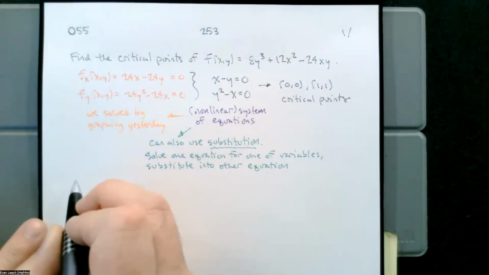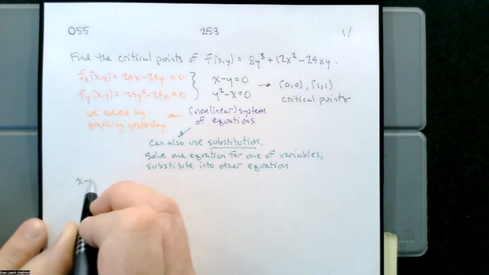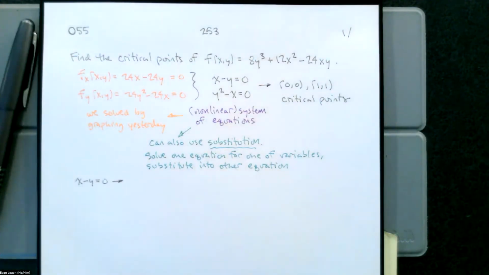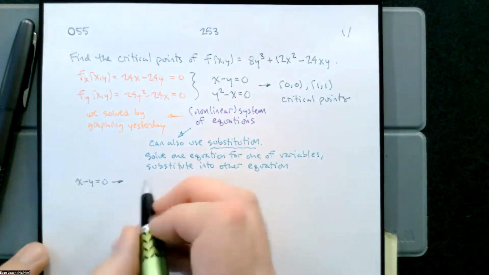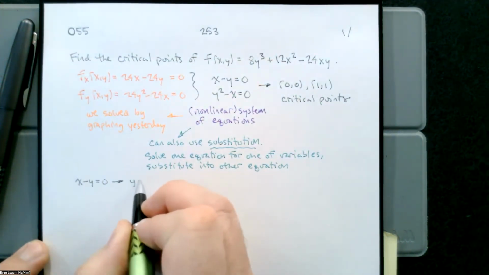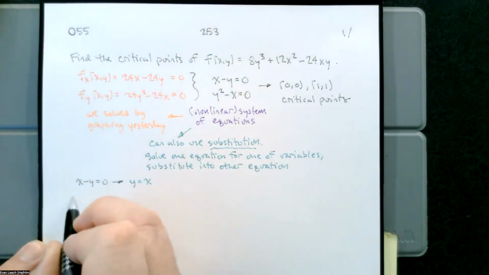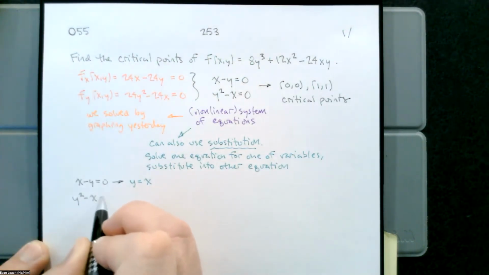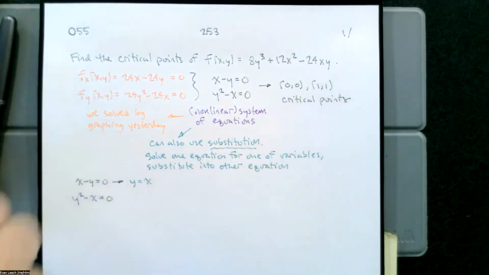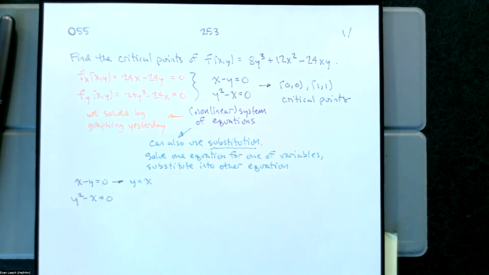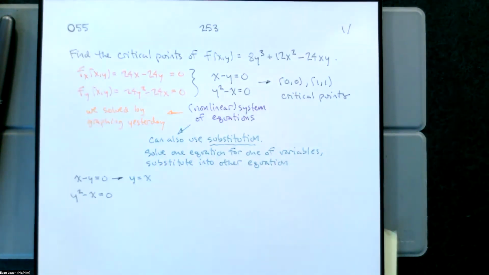So I'm going to take this first equation, x minus y equals 0, and I'm going to write it as y equals x. My other equation says y squared minus x equals 0. Then I'm going to take my y equals x and plug it into my second equation. And I'm either going to have x squared minus x or y squared minus y.